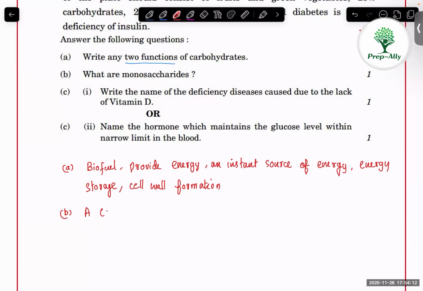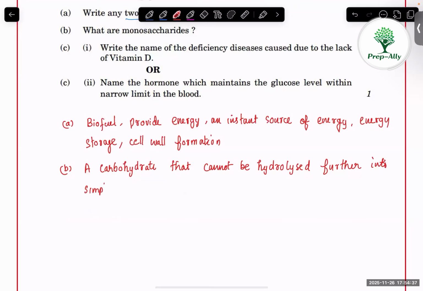So monosaccharide is basically a carbohydrate that cannot be hydrolyzed further into simpler unit of polyhydroxy aldehyde or ketone. So as the name suggests, any carbohydrates.